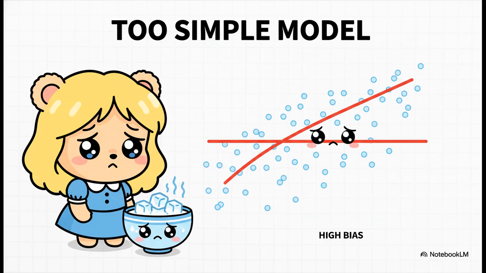Okay, let's see this in action with our Goldilocks analogy. Here's our first bowl of porridge. It's too cold. This is a polynomial of degree 1, which is just a fancy way of saying it's a straight line. It is way too simple. It has super high bias, and as you can see, it just completely misses the obvious curve in the data.